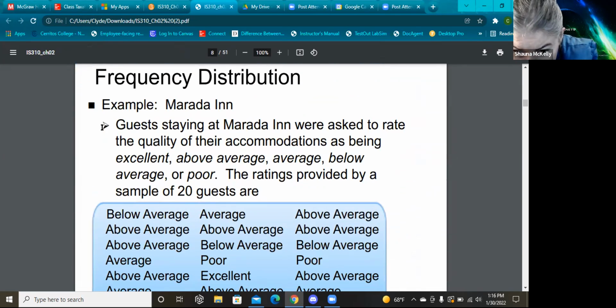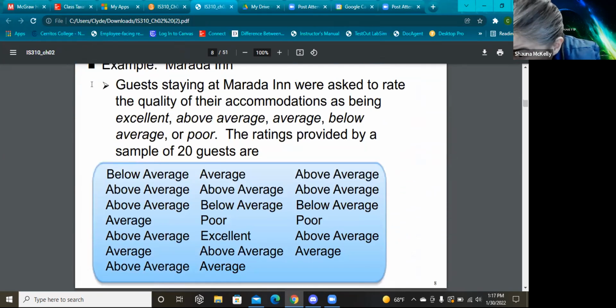So here they give you an example. I don't think we need to belabor this example. Guests staying at the Murata Inn were asked to rate the quality of their accommodations. Here's the data in the blue box. This is ordinal data, right? Categorical but on an ordinal scale, right?